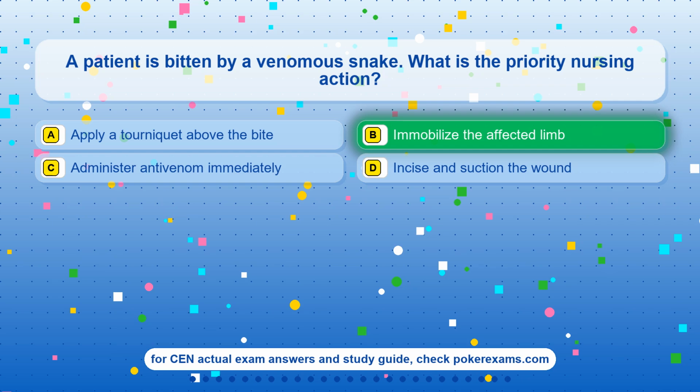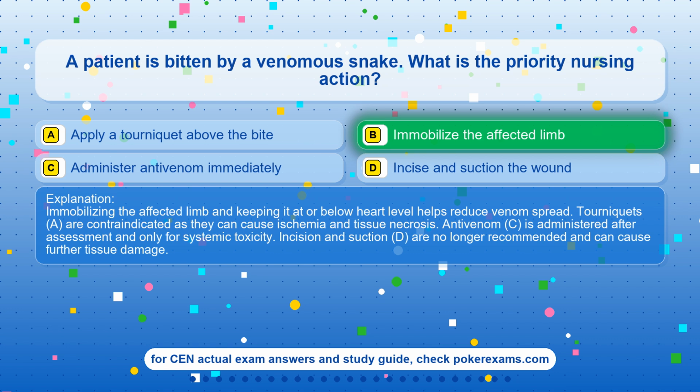The correct answer is option B. Immobilize the affected limb. Immobilizing the affected limb and keeping it at or below heart level helps reduce venom spread. Tourniquets, A, are contraindicated as they can cause ischemia and tissue necrosis. Antivenom, C, is administered after assessment and only for systemic toxicity. Incision and suction, D, are no longer recommended and can cause further tissue damage.